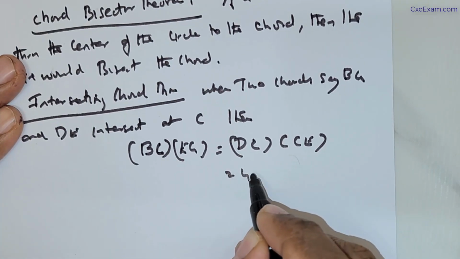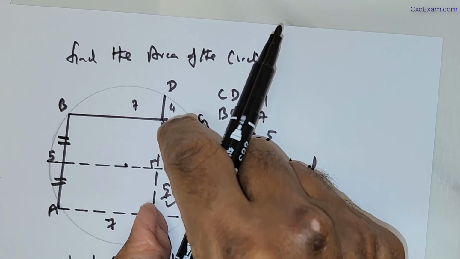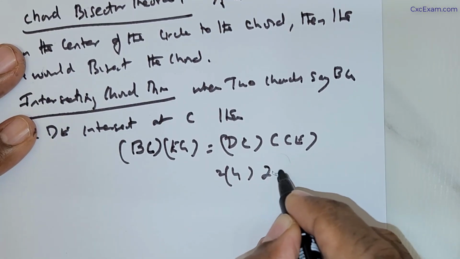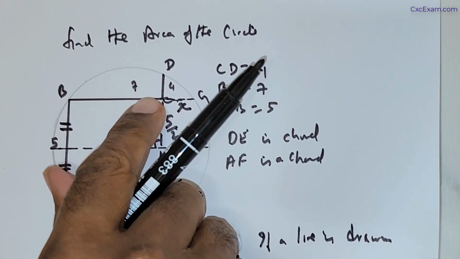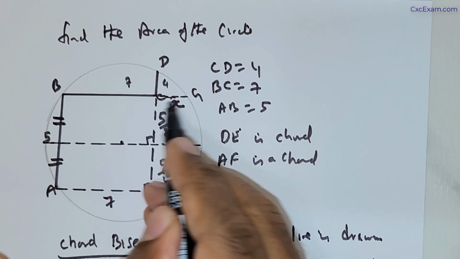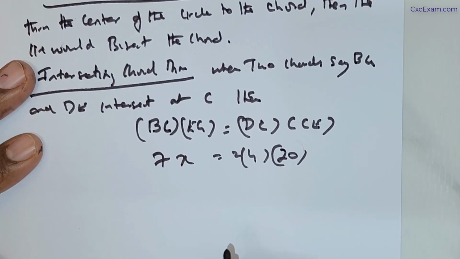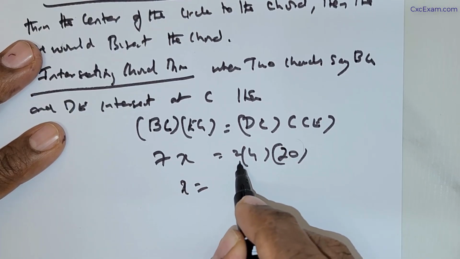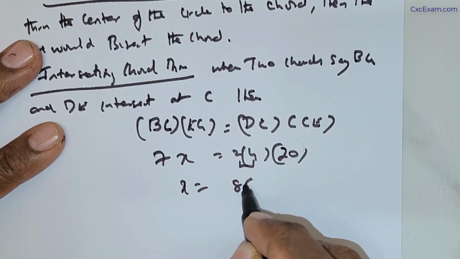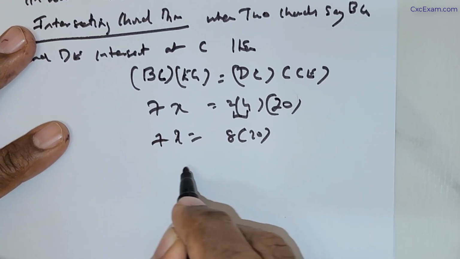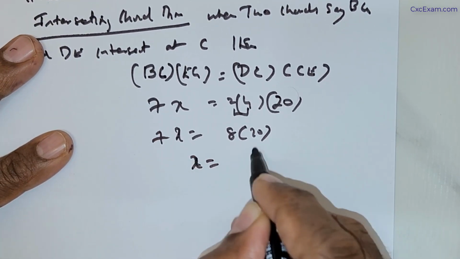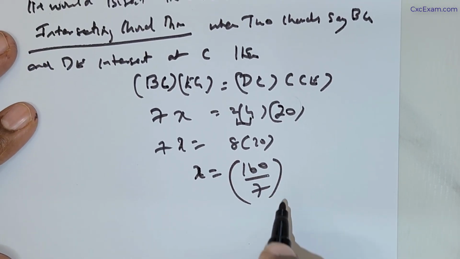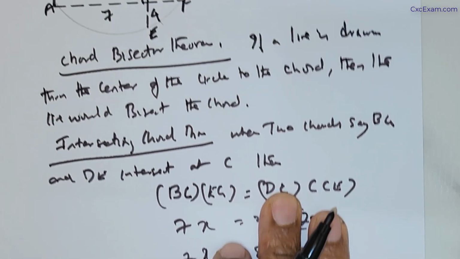Now DC is 4 units, CE is, this entire length is 5 units, this is 4 units, so 5 times 4, 20, is equal to BC is 7 units, and this distance is x units. Okay. So x is going to be equal to 4 times 2, 8 times 2, with 7 being there. So x is equal to 160 divided by 7. Okay, that's the value for x.